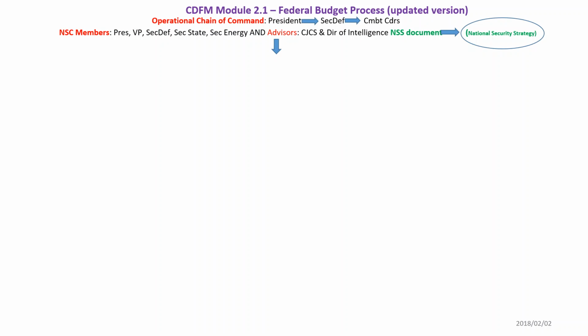So the budget process starts at the top with the National Security Council. And the council is made up of the President, the Vice President, Secretary of Defense, Secretary of State, Secretary of Energy and Water, and it has some advisors. There are additional members such as the Treasury that sits on the National Security Council, but the primary members are listed right here, as you can see. And then the two advisors are the Chairman of the Joint Chiefs of Staff and the Director of Intelligence. So these are the subject matter experts on the military and in the intelligence field.